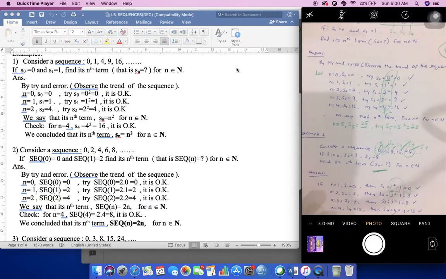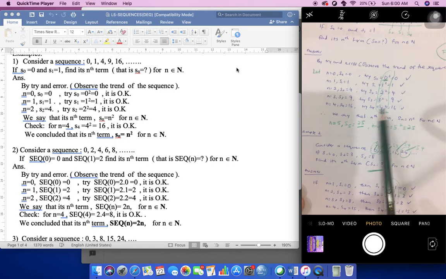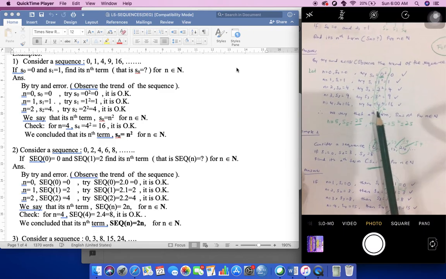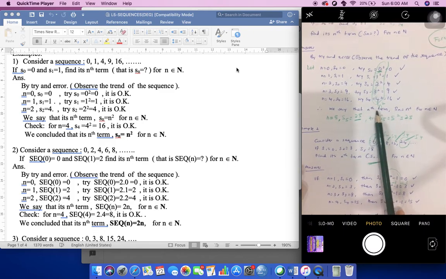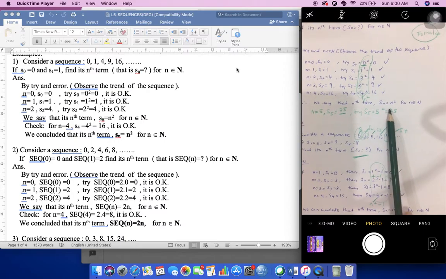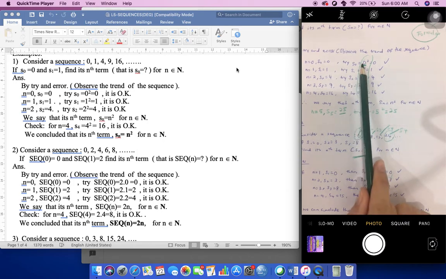So our focus for these questions is to build a formula. For example, like these questions, the formula is Sn equal to n power of 2. Using this formula, we will get the list of sequence like this.